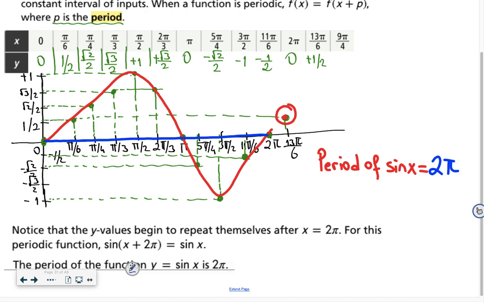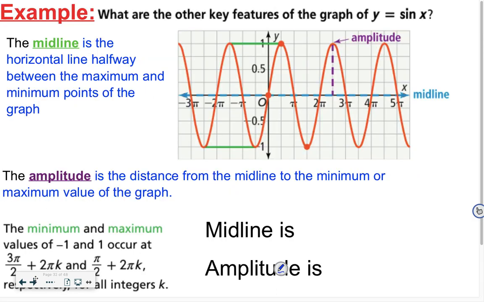For this periodic function, we can write sine of x plus 2 pi is equal to sine x. So the period of the function y is equal to sine x is 2 pi. So every 2 pi, the y value of your function is going to repeat itself. And there's one more thing I would like to draw your attention to. Generally, the sine function starts from 0. Next one.